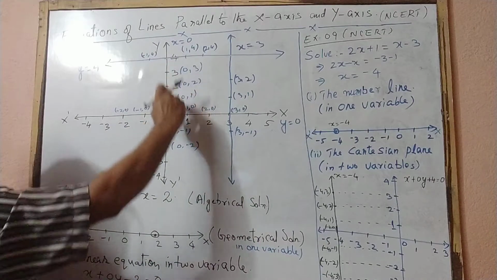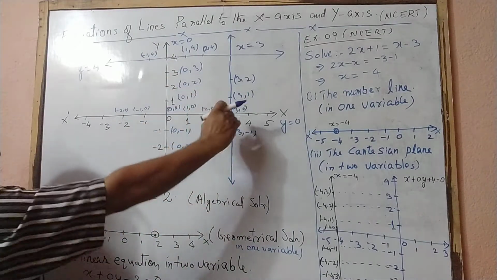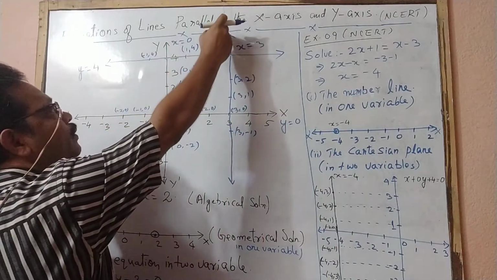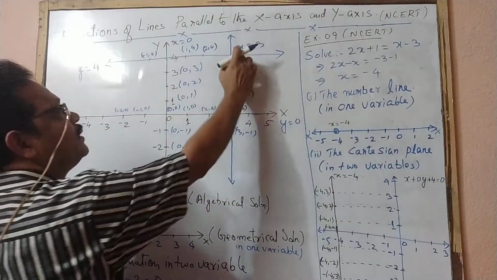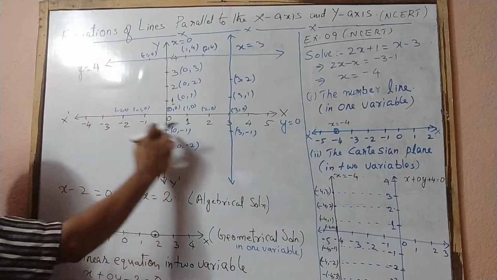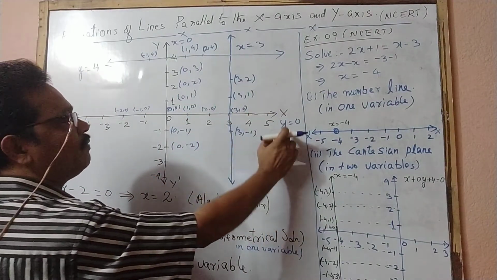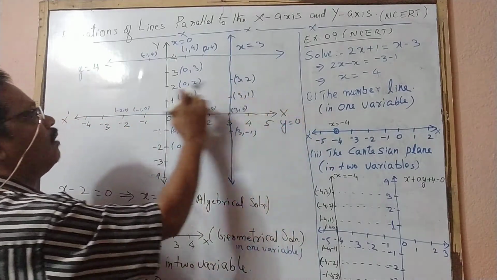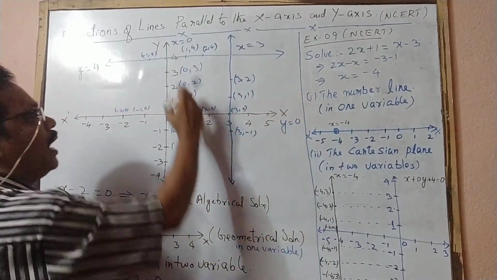So all the graphs which are parallel to the x-axis will be y equal to something, and the graphs which are parallel to the y-axis will be x equal to something. Parallel to the x-axis, y equal to something, because the equation of the x-axis itself is y equal to 0. So y equal to 1, it will be passing through 1. Y equal to 2, it will be passing through 2, and so on.